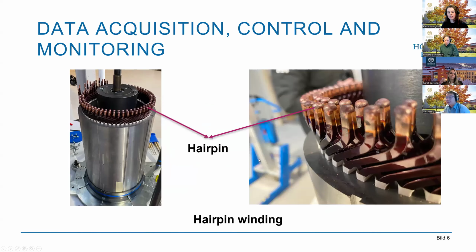This is the components we are trying to weld together. This is the hairpin. Normally, you get to see the copper wires, and we have to weld the hairpins together. This kind of process we call hairpin winding.